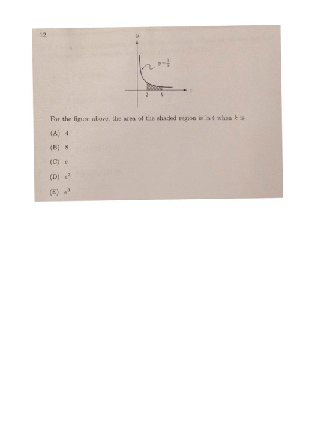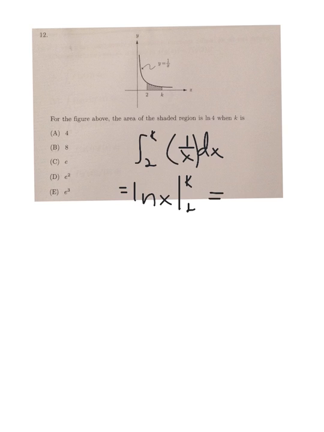The answer to number 12 is B as in boy. So they're asking for the area, so I'm going to integrate. And I'm going to integrate from 2 to k. And I'm going to integrate 1 over x dx, which is really an ln, isn't that? So that's going to be the ln of x evaluated from 2 to k. All right, so, oh, and I'm sorry, they tell us that this is going to be equal to the ln of 4, so equals the ln of 4.